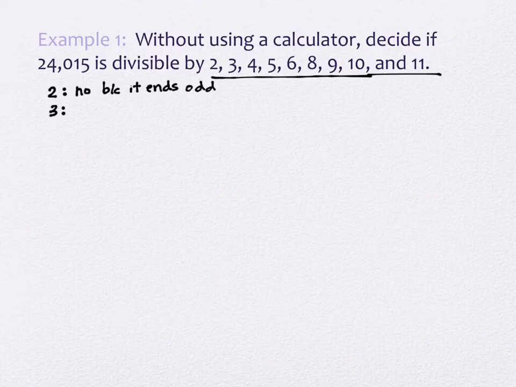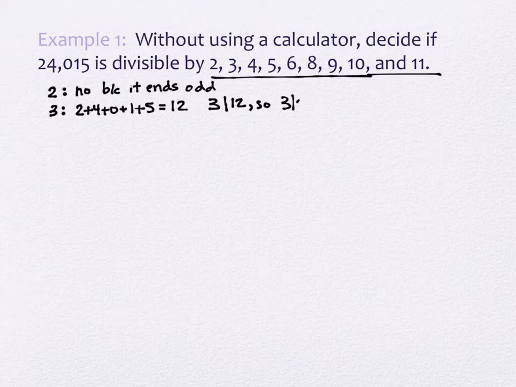How about the number 3? How do we test for divisibility by 3? We add all the digits together. So 2 plus 4 plus 0 plus 1 plus 5. What is that sum? 12. Does 3 divide 12? Yes. So I'm going to write it that way. 3 divides 12. That's the new notation. The more I write it, the more comfortable you're going to feel with this. So 3 divides 24,015. So this one would be a yes. This one was no.